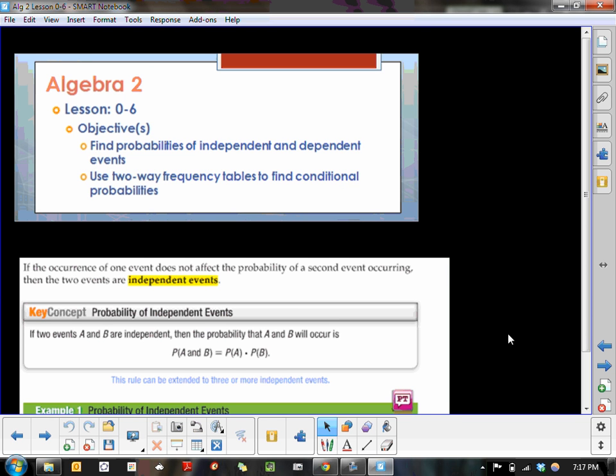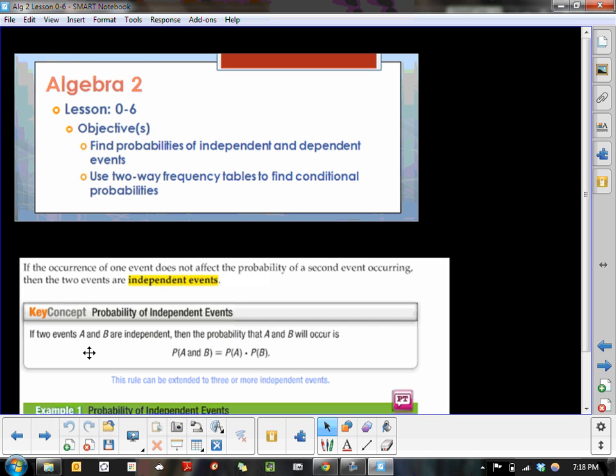Now the word independent should be somewhat telling. It says if the occurrence of one event does not affect the probability of a second event occurring, then the events are called independent events. It just simply means that if you have one experiment and you do it with a second experiment, those two experiments will have no impact on each other.